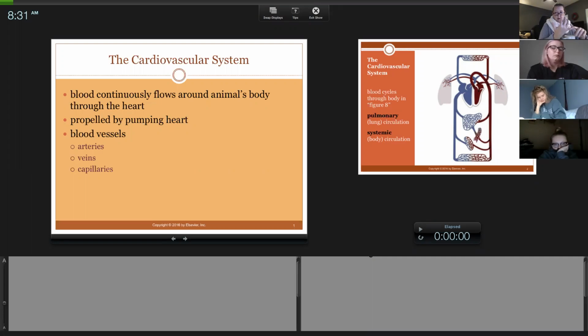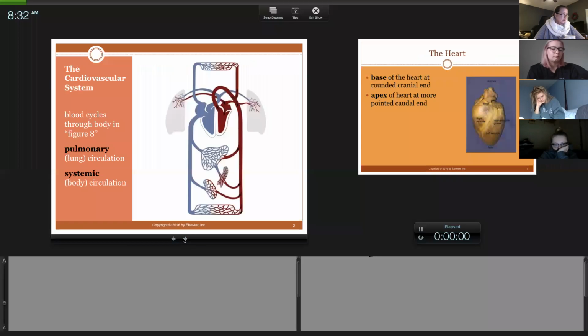So arteries are always going to have oxygen in them. Veins are always going to have deoxygenated blood, or blood rich in carbon dioxide. And then a capillary is where both will meet. So the capillary is the most terminal branch that we're going to talk about. So I'll build on this. And this is what I was kind of talking about. It works as a figure-8 system.